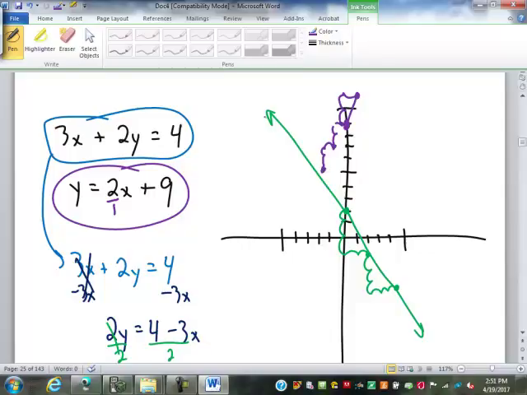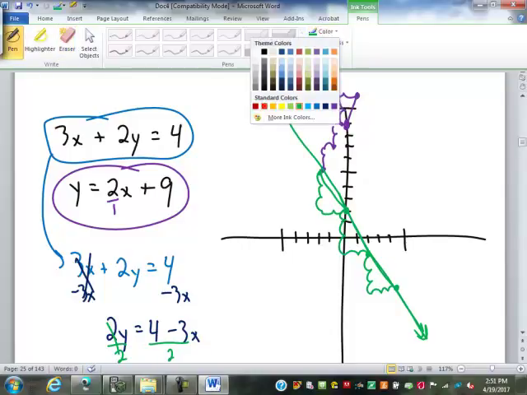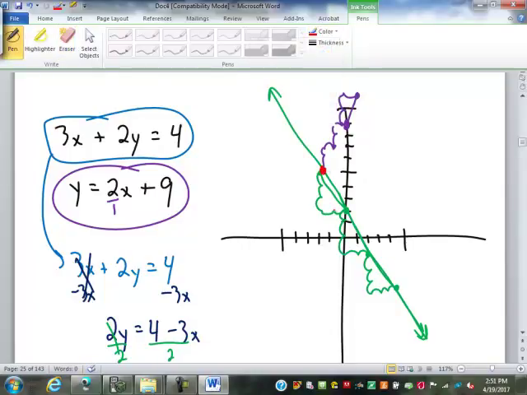We get to right there, and we see if I went with my green line to be a little more precise, back 2 and up 3. We find that they actually cross at that point there, which is right there at -2, +5.